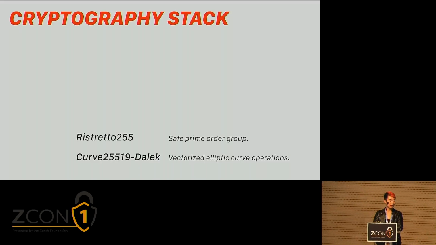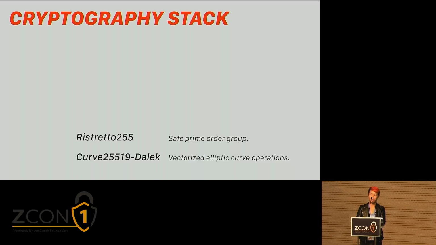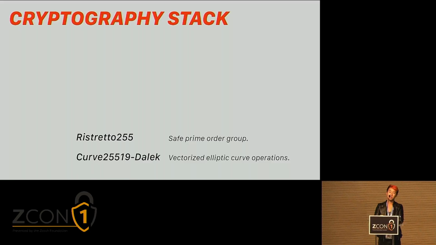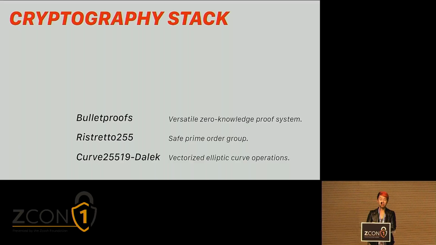And on top of that, Henry's Ristretto group that he talked about earlier allows us to have a safe prime order group, and this is what we use to do our Bulletproofs zero-knowledge proof protocol, proving and verifying. And on top of that, Henry, Oleg, and I implemented Bulletproofs, which is a zero-knowledge proof system that we use to create all of the proofs of correctness.